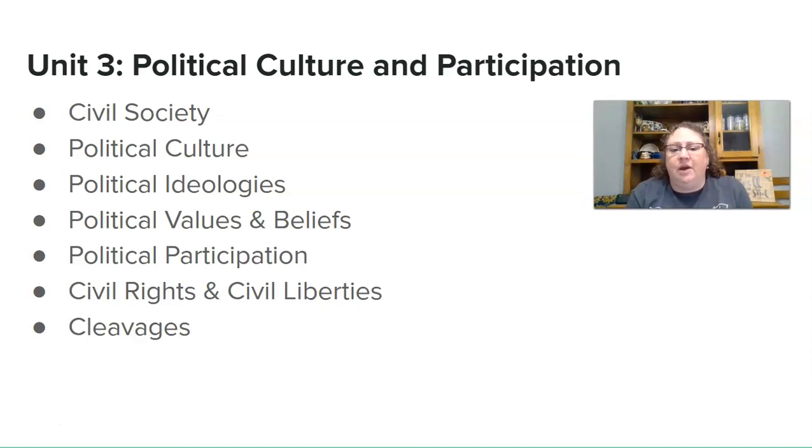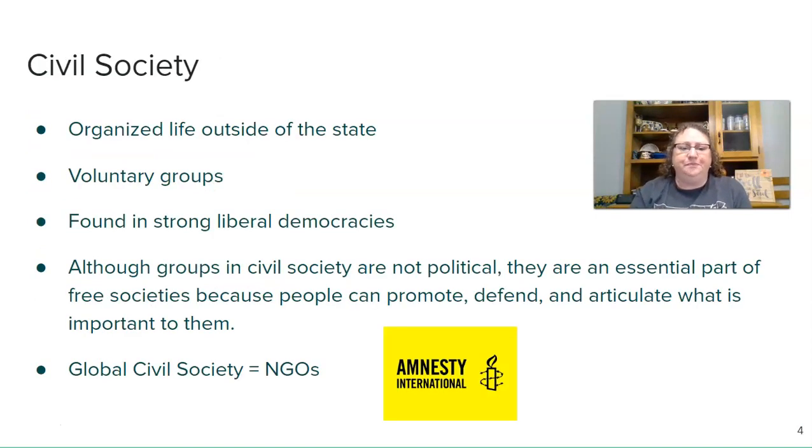So today we're going to talk about political culture and participation, focusing on civil society, which is a term that a lot of comparative students often struggle with. And we're going to look at political culture and ideology, which is also really your values and beliefs. And then what does political participation look like in both democratic regimes and authoritarian regimes? And then what do civil liberties and civil rights look like in those countries as well? And then we're going to finish off with our discussion on cleavages.